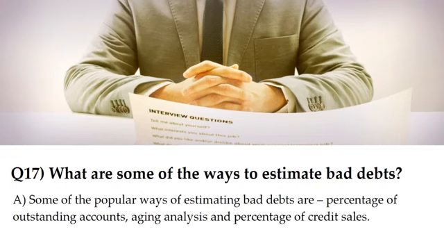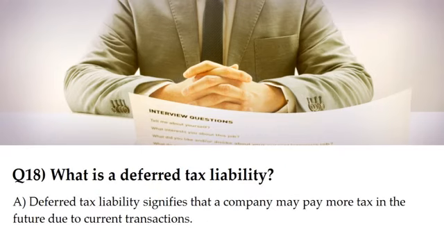17th question is, what are some of the ways to estimate bad debts? The answer is, some of the popular ways of estimating bad debts are percentage of outstanding accounts, aging analysis, and percentage of credit sales. 18th question is, what is a deferred tax liability? Deferred tax liability signifies that a company may pay more tax in the future due to current transactions.